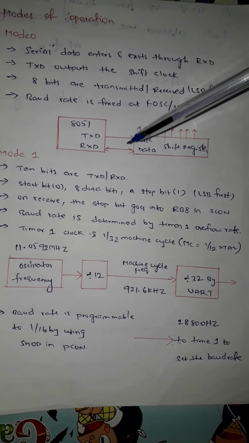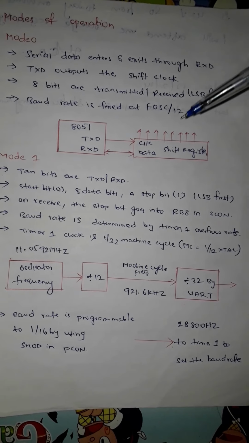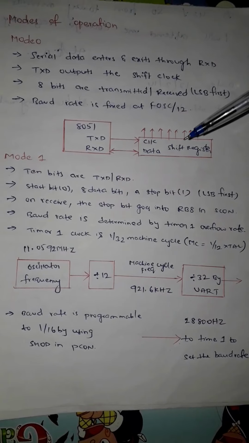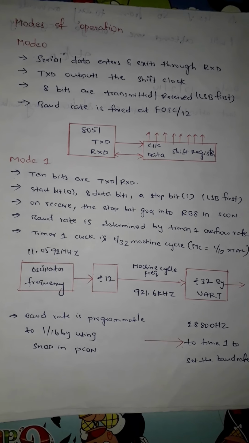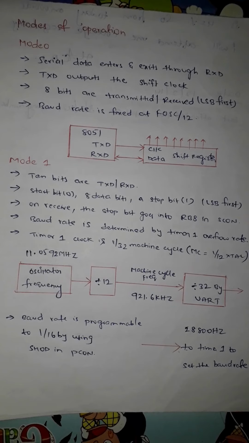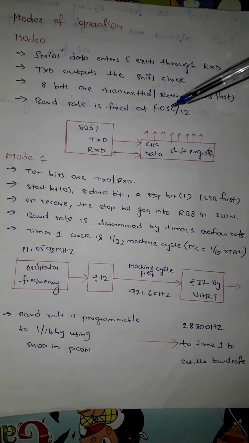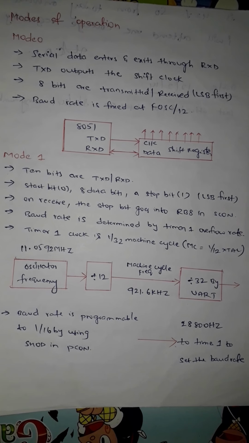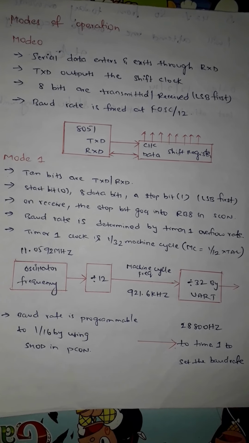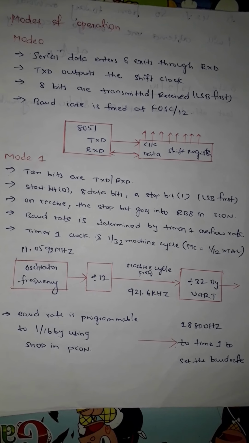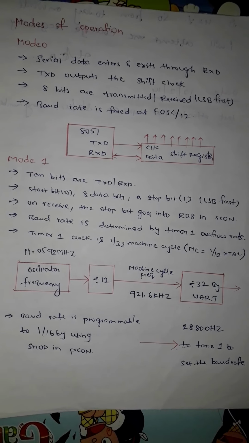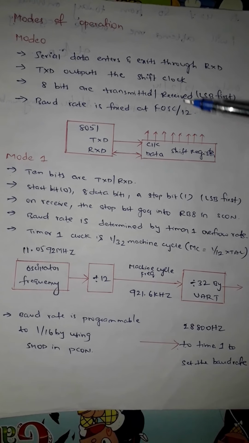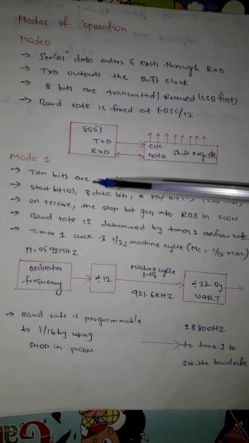So it operates in half duplex mode, and the clock is applied through the TxD line. Once the 8-bit data is given to the shift register, it is shifted out. The baud rate is fixed for mode 0: the crystal oscillator frequency is divided by 12. The crystal oscillator frequency for the 8051 is nearly 12 megahertz, that is 11.0592 megahertz. So that is mode 0 of operation, and now I will look into mode 1.